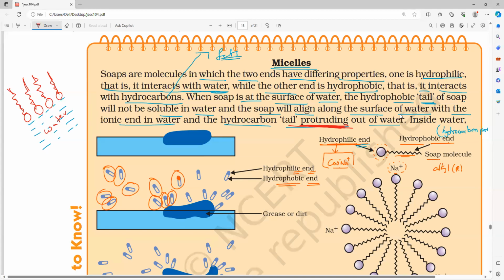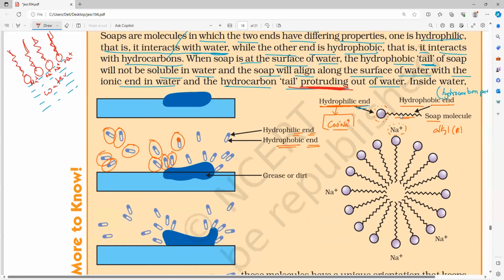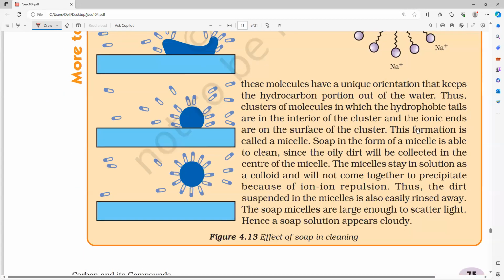When the soap is aligned with the surface of water, the ionic node is attracted towards the water, and the tail part is projecting outwards, out of the water, because only the charged end reacts with the water surface. Remember that, this is at the surface. Inside water, what is happening? That is very important. Inside, these molecules have a unique orientation that keeps the hydrocarbon portions out of the water.